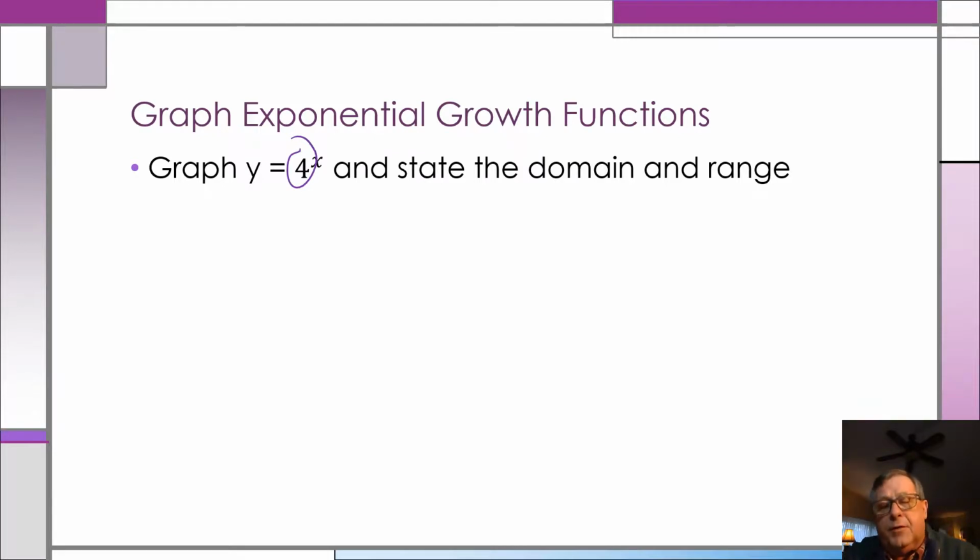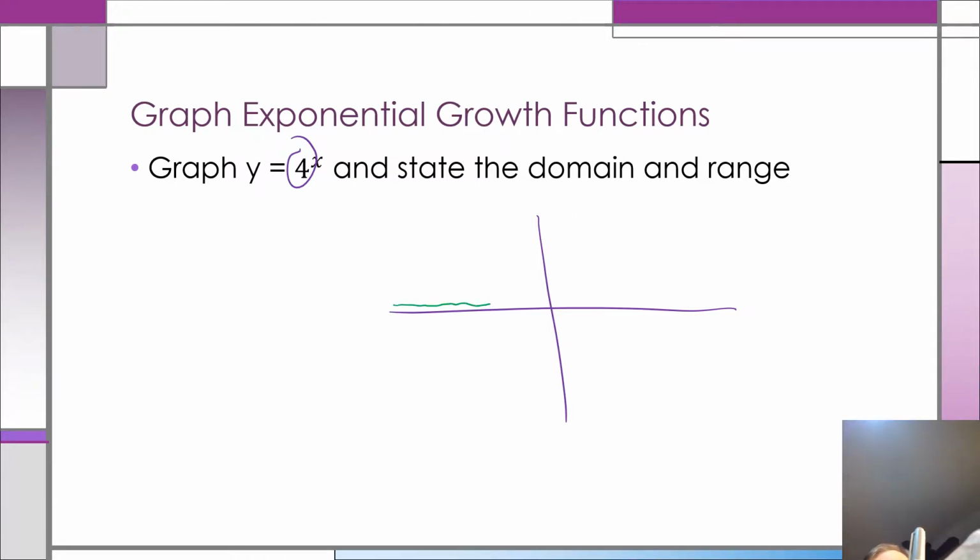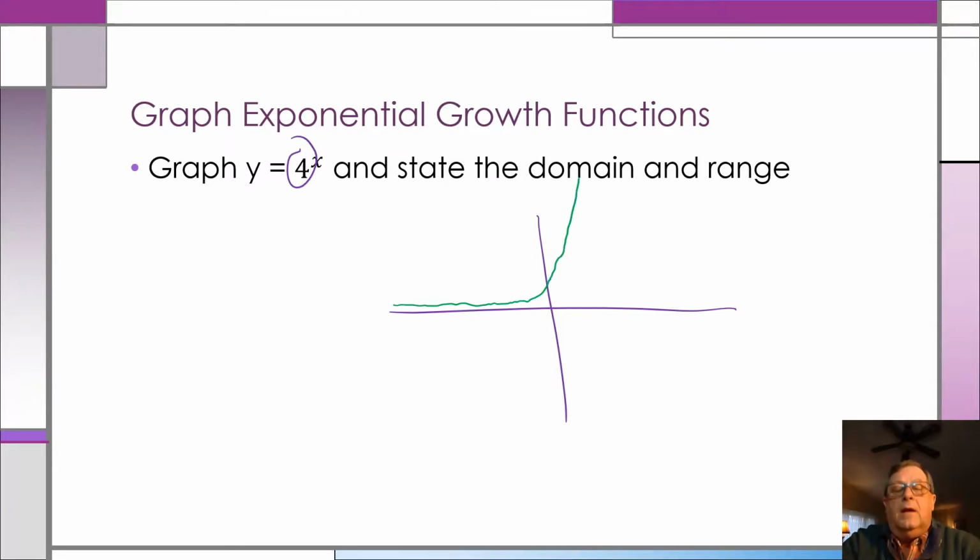Before we go to the calculator to do that, let's just get an idea of what happens with an exponential growth function and see if this makes sense. So let's draw a crude coordinate plane. With an exponential growth function, it's going to come along the x-axis, and then boom, it's going to have an intercept up here on the y-axis, and then it's just going to take off. Now, let's see why that makes sense.